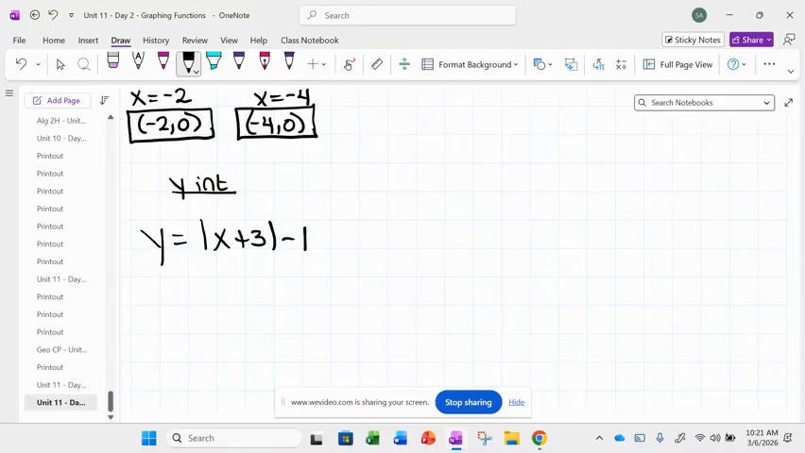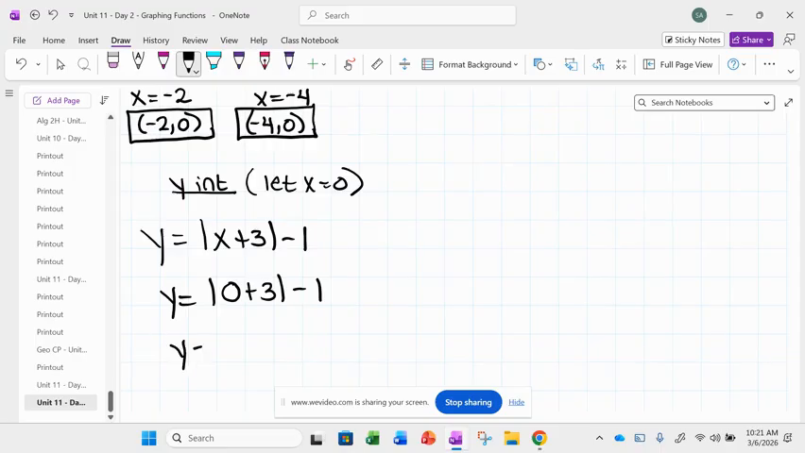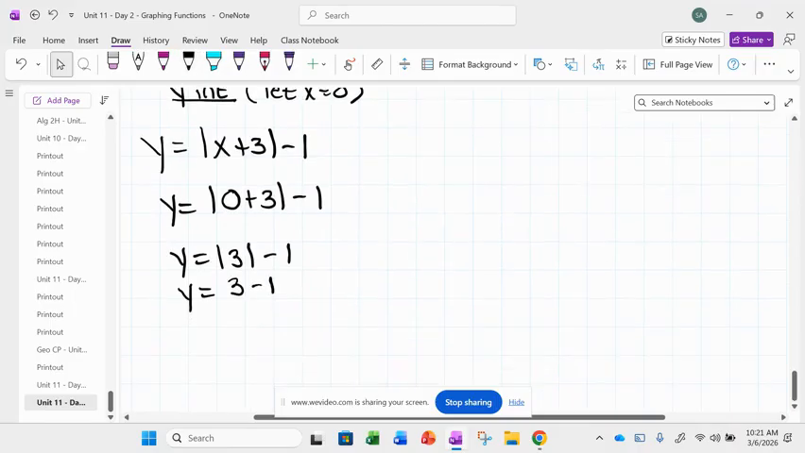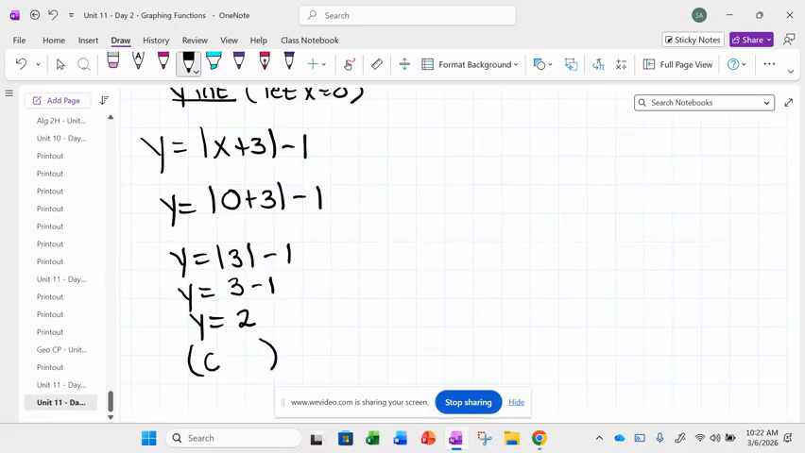Okay, so now for the y-intercept, what do we let x be? 0. So let x equal 0. So we're going to have y equals the absolute value of 0 plus 3 minus 1. So y is going to equal the absolute value of 0 plus 3 is 3, and the absolute value of 3 is just 3. So now we're going to have a y-intercept of 2. How do I write that as a point? 0, 2. Perfect. There's my y-intercept.